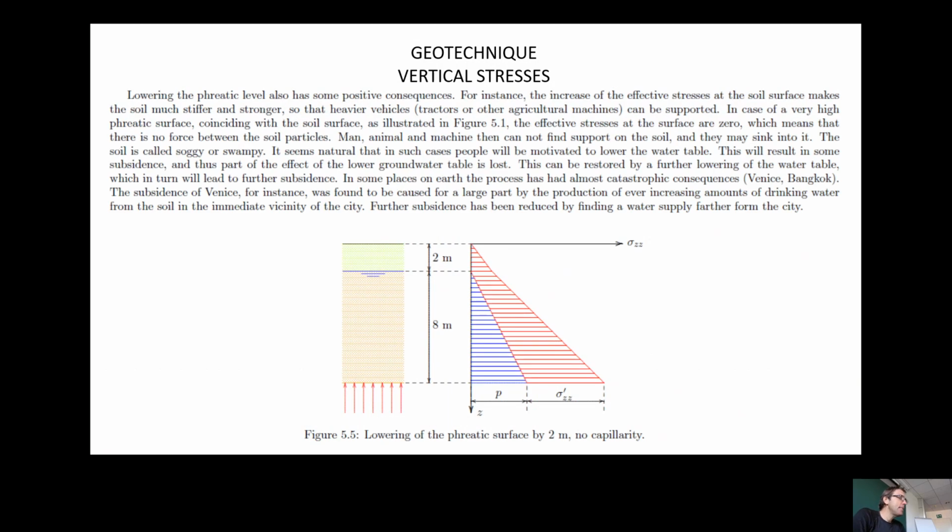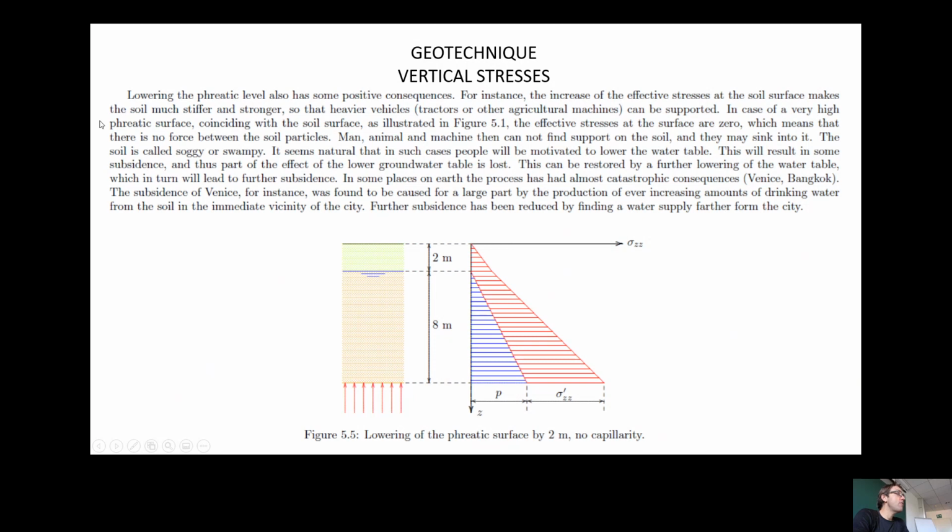So let's see again what can happen. So if we lower the phreatic level, we can also have some positive consequences. Let's see what happened. For instance, the increase of the effective stress at the soil surface makes the soil much stiffer and stronger, so that heavier vehicles, for example tractors or other agricultural machines, can be supported.